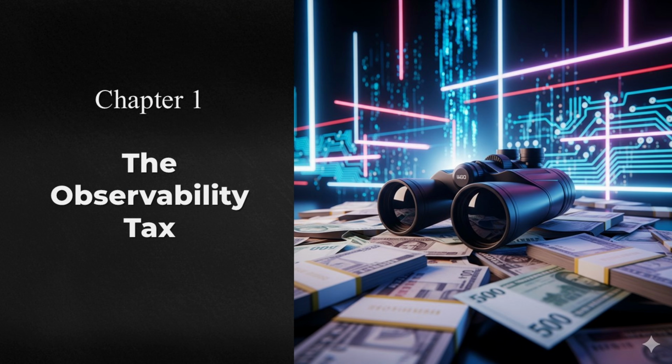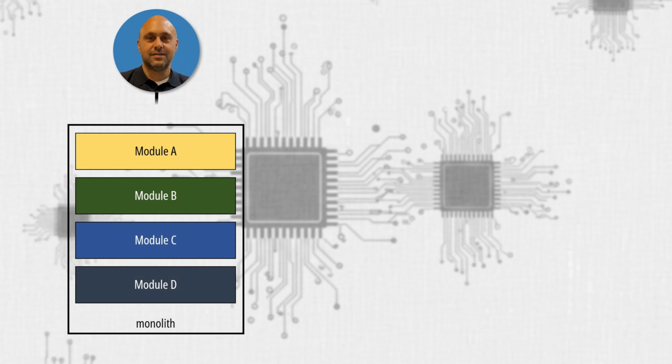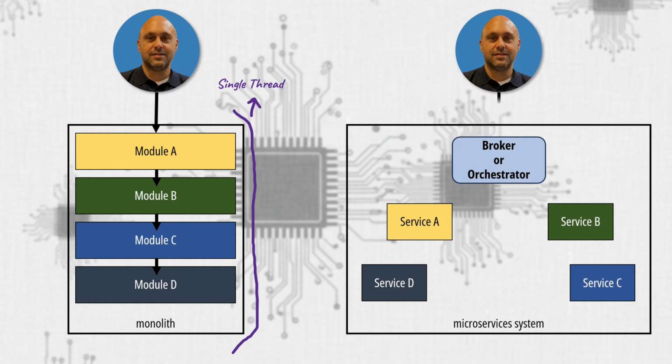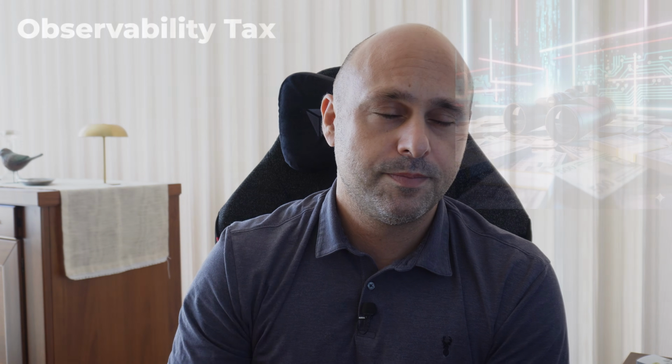Let's start. Chapter 1. The Observability Tax. The first and most immediate pain you'll feel is observability. In a monolith, if the request fails, you have a single call stack. In a Saga, that spans across multiple services or multiple threads. Debugging is very difficult, so you're forced to pay the observability tax by implementing 3 key solutions.